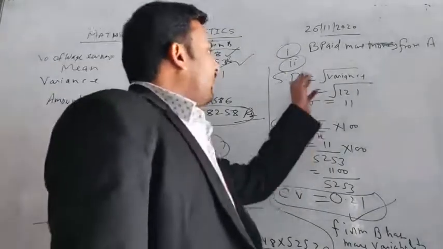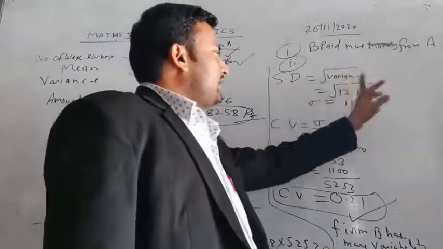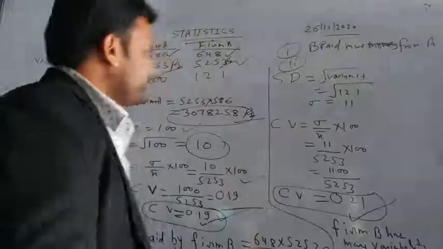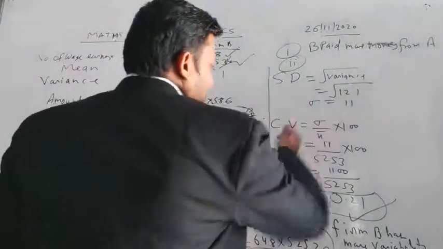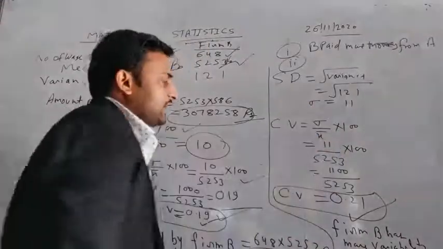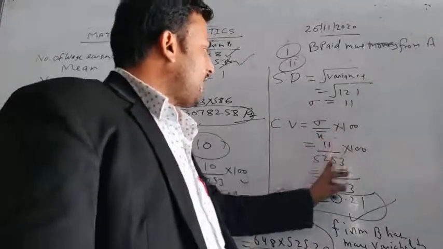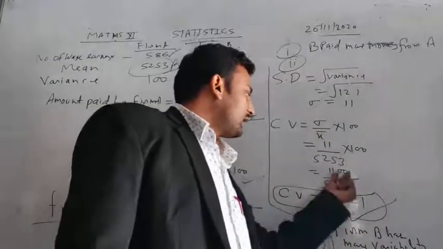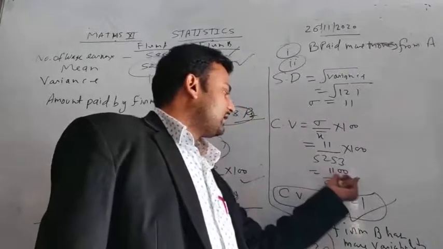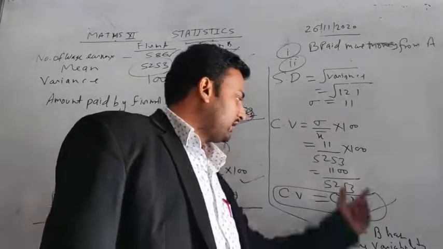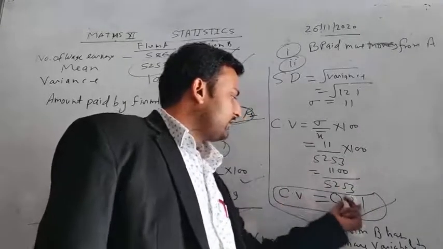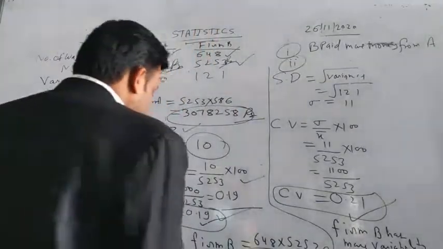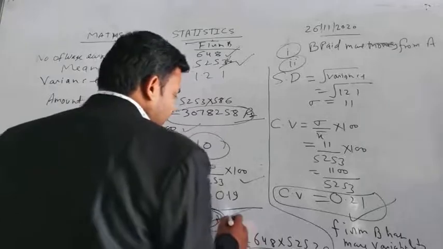Now our SD will be the square root of variance, which is 121, and sigma will be 11. So the coefficient of variation of firm B will be sigma upon x bar into 100, and sigma is 11 by x bar. X bar is 5253 into 100, okay. Now the coefficient of variation is 1100 by 5253. So the coefficient of variation for firm B will be 0.21, okay.